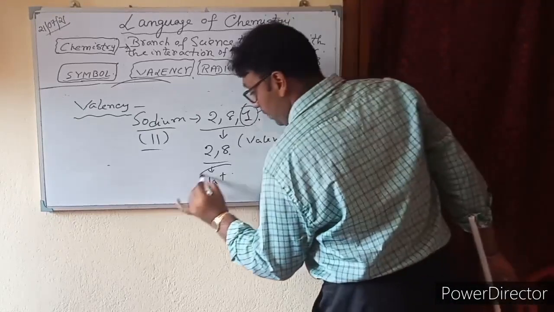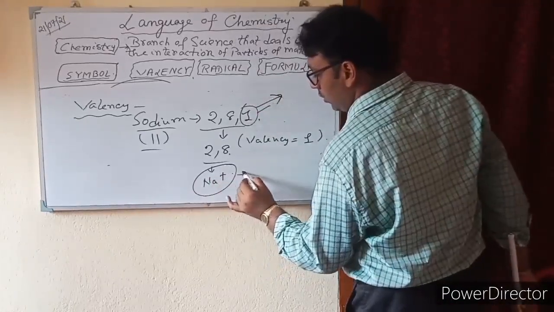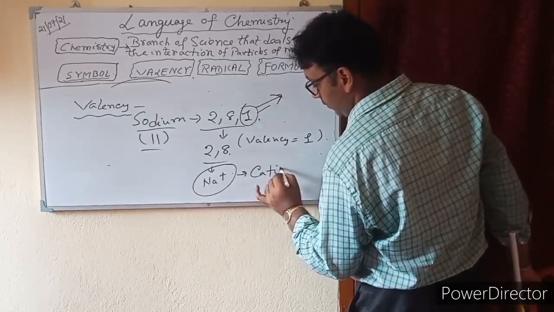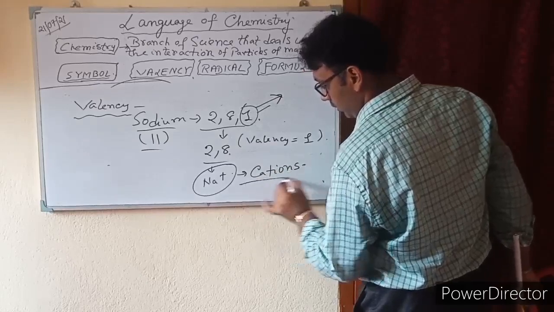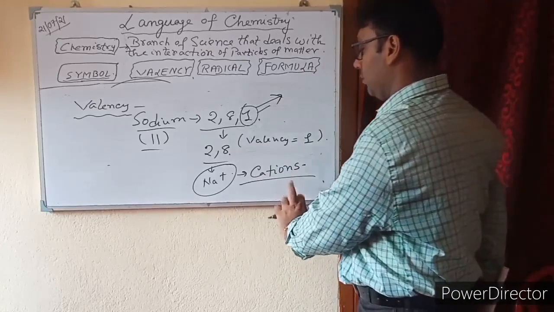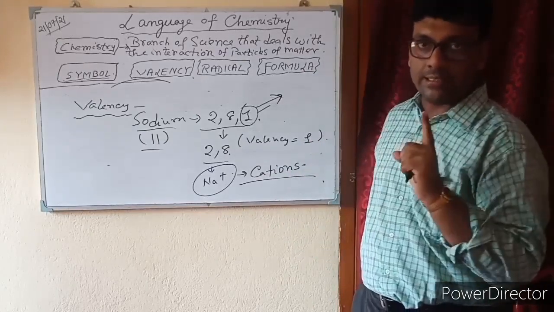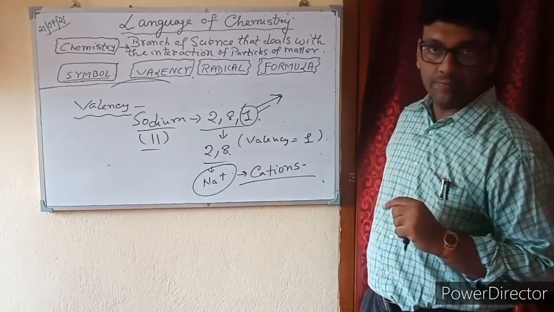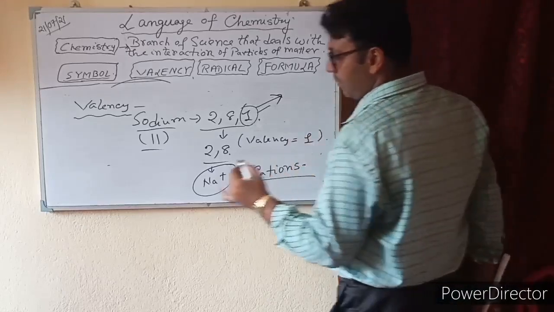This is a positive charge ion. This is also called cations. Any atoms having positive charge, that is called cations. Generally all the metals are cations, positive in nature. Another example, calcium.